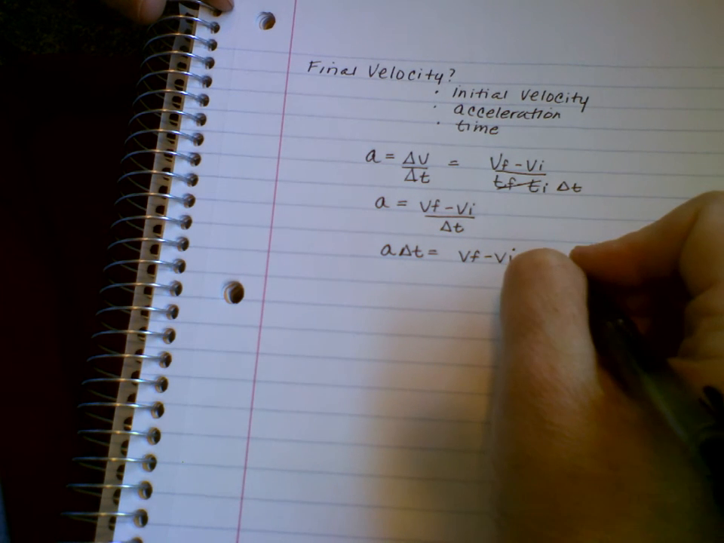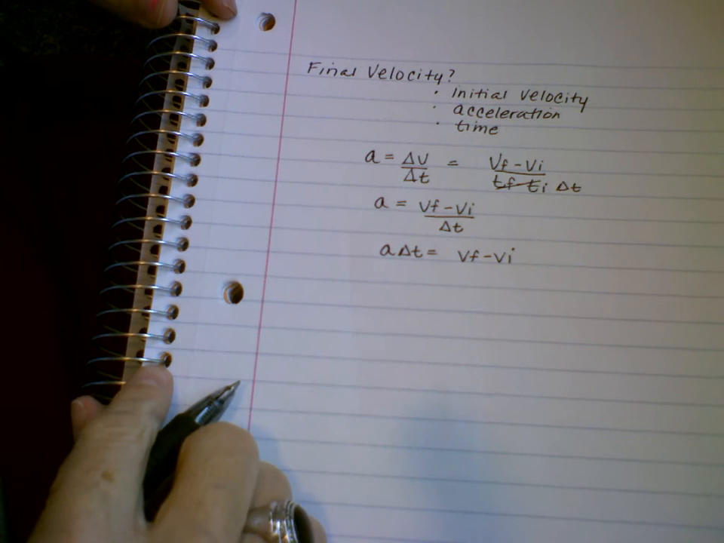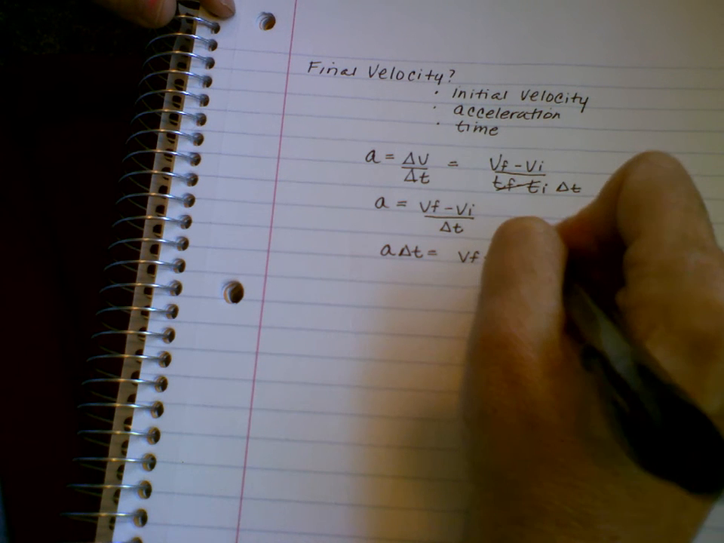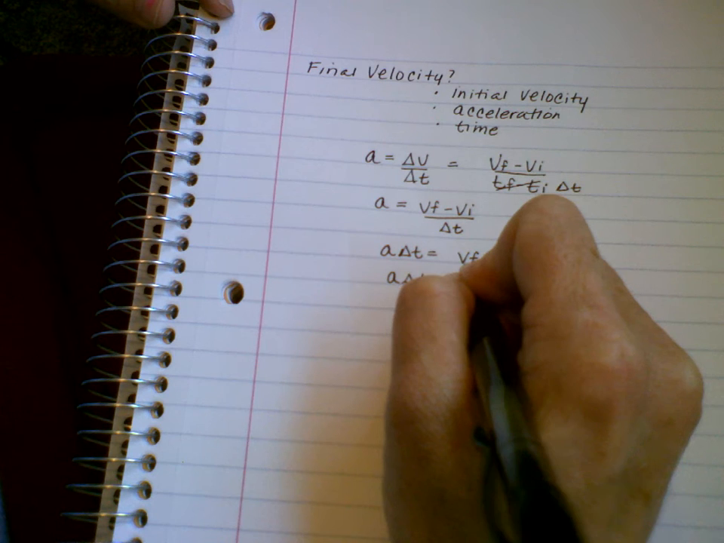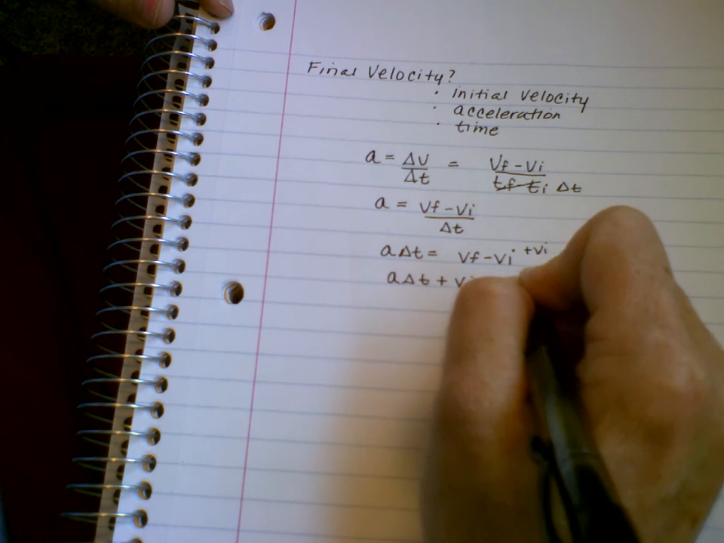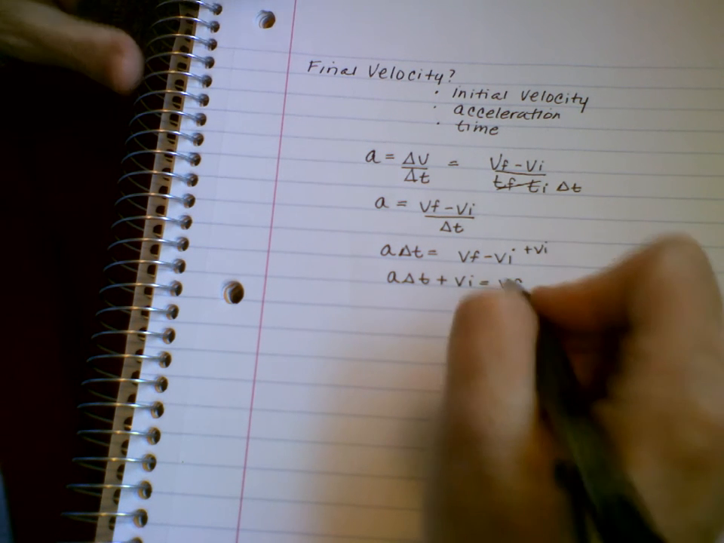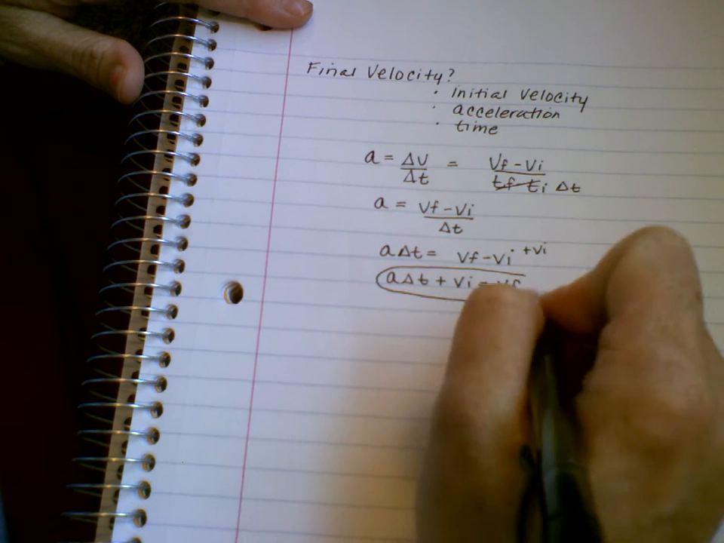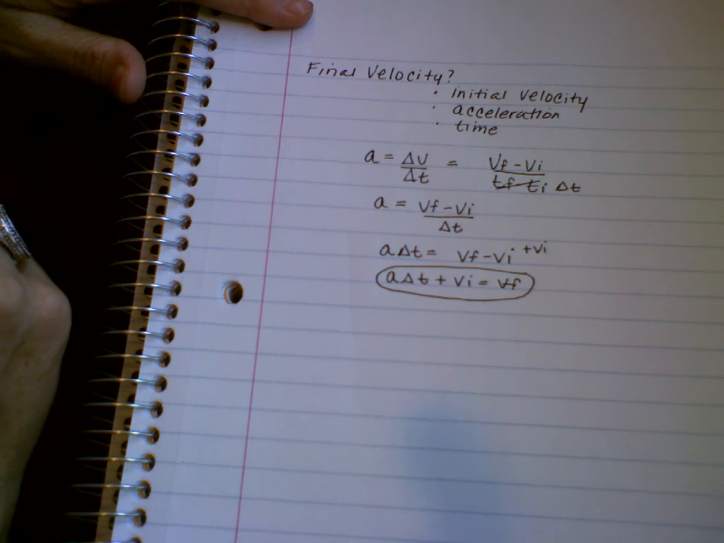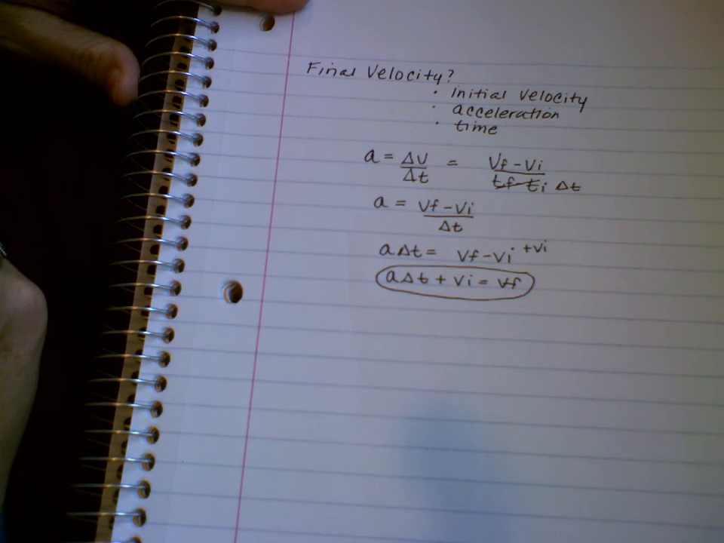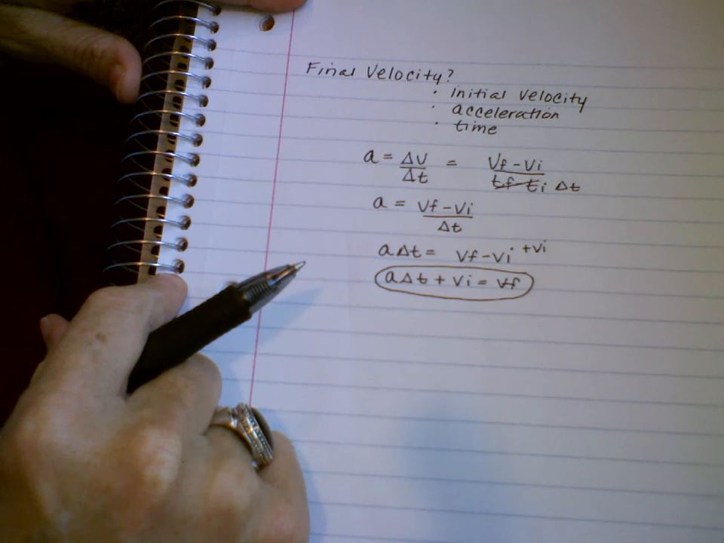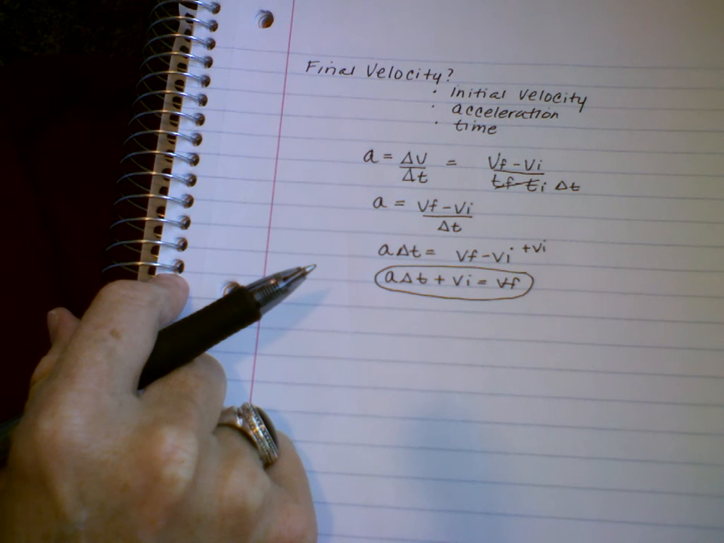And I really want to know our final velocity, that's the thing I was looking for, remember? So I'm going to add v sub i to both sides. A delta t plus v sub i is equal to v sub f. So if I want to know final velocity, if I take the acceleration times the change in time, and add the initial velocity, I should calculate the final velocity. So there you go. That's another kind of equation we can get by using some other equations.